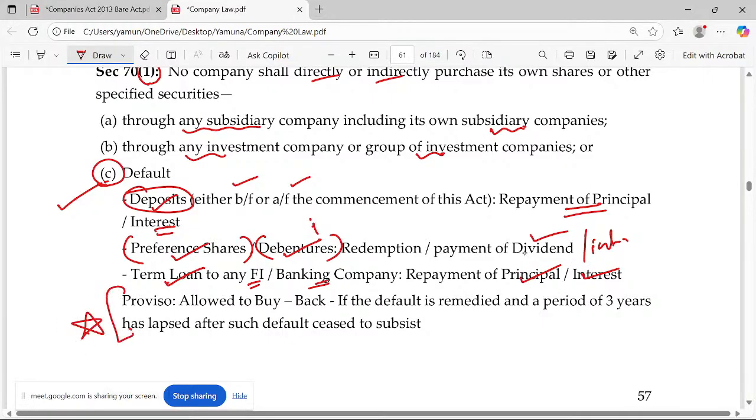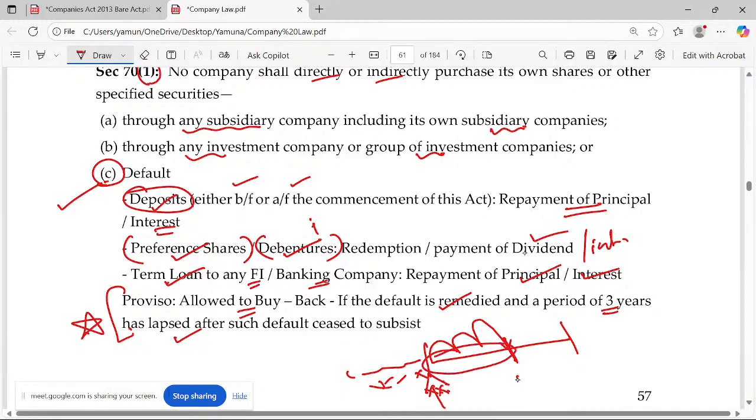Proviso, please highlight. Usually you'll forget the last two lines. They're allowed to buy back if the default is remedied, which means what? Repaid, and the period of 3 years has lapsed. So probably there was a default in these cases, and at this particular date they have repaid completely. The debentures are closed, everything is closed. After that, there should be a solid gap of 3 years. After that they can go for buyback of shares, not before that.